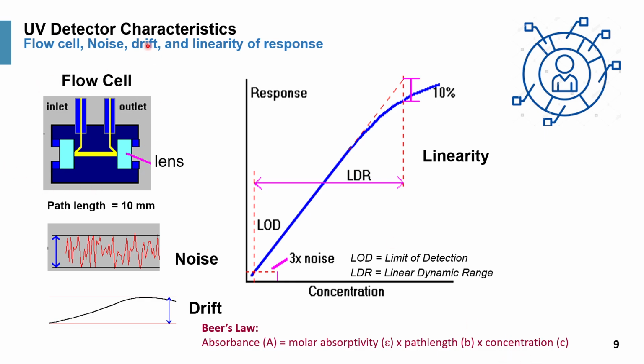Here is a schematic of a flow cell, showing a device typically made from stainless steel with a hole in the middle. The flow cell typical ID would be somewhere around 1 millimeter or so, with 2 focusing lenses, or silica quartz windows at both ends, and then connected by the inlet and outlet of the flow cell. Here is the noise, measured by the peak-to-peak noise.